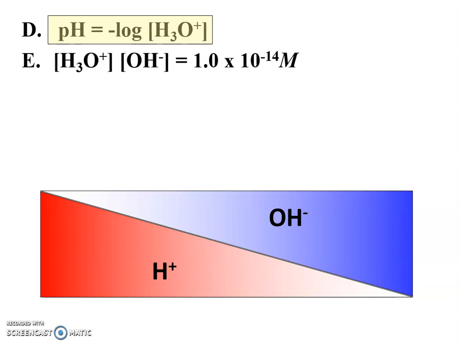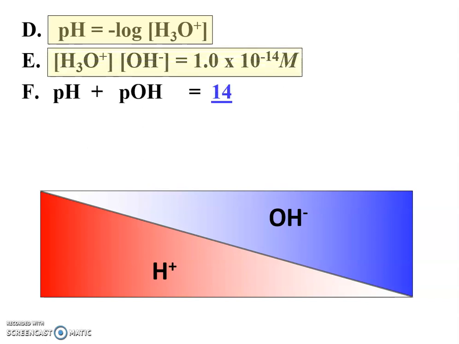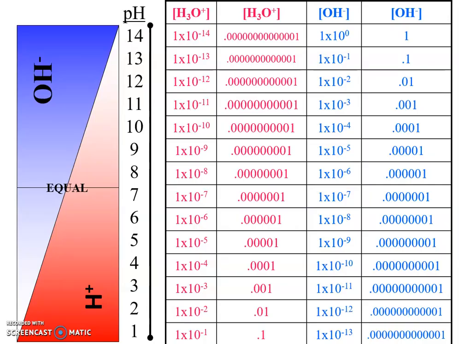Now remember, the H3O times the OH is always 1 times 10 to the minus 14. And because of that, it turns out, and I'll show you why this works in a minute, the pH plus your pOH always adds up to 14. Okay, now let me show you what this means and what I mean by pH and pOH. The H3O times the OH always has to equal 1 times 10 to the minus 14. So if you look at this as an example, 1 times 10 to the minus 13 times 1 times 10 to the minus 1 multiplies out to 1 times 10 to the minus 14.